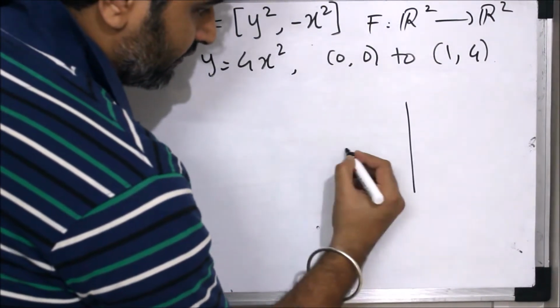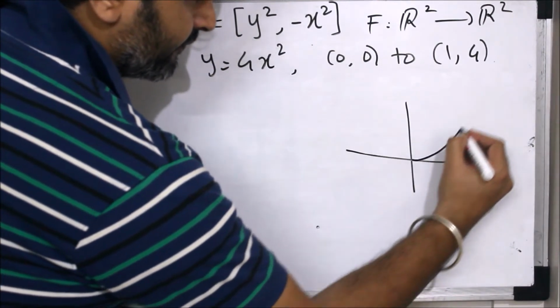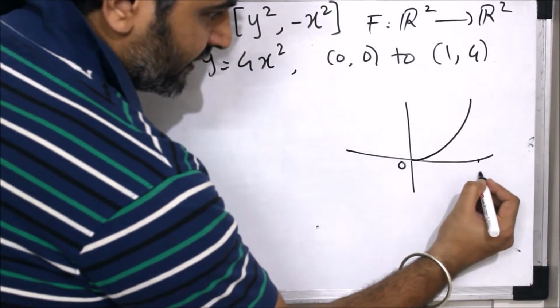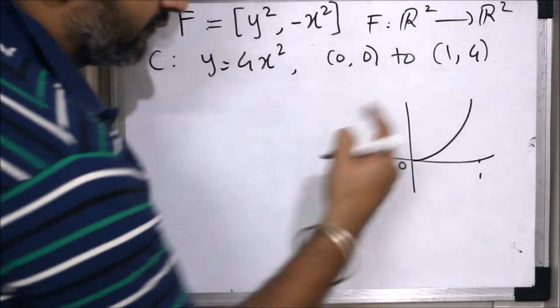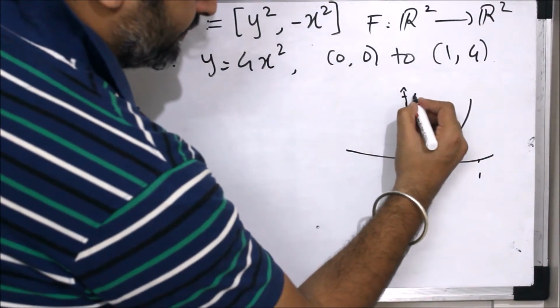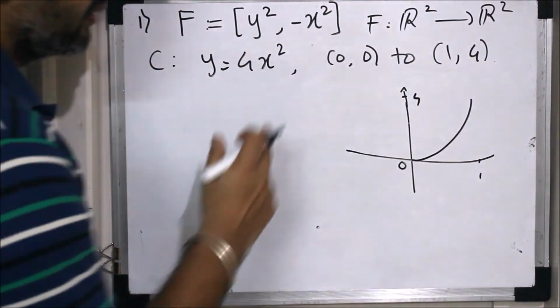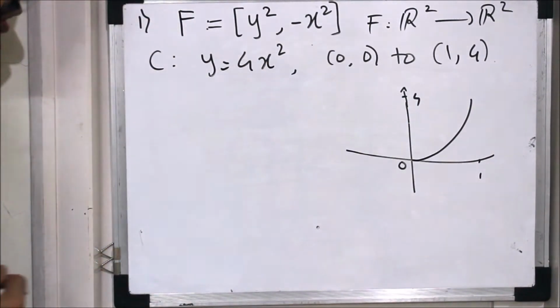Now what is the curve? The curve is y equal to 4x square. As I go from 0 to 1 in x, my y will go from 0 to 4. So I have to evaluate over this curve. Okay, so now what is the first thing we do?